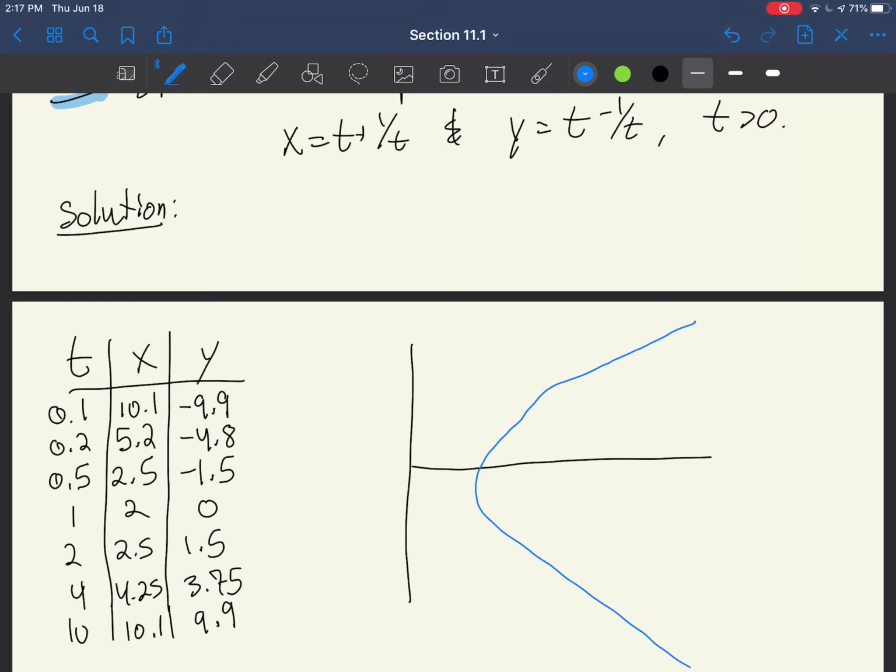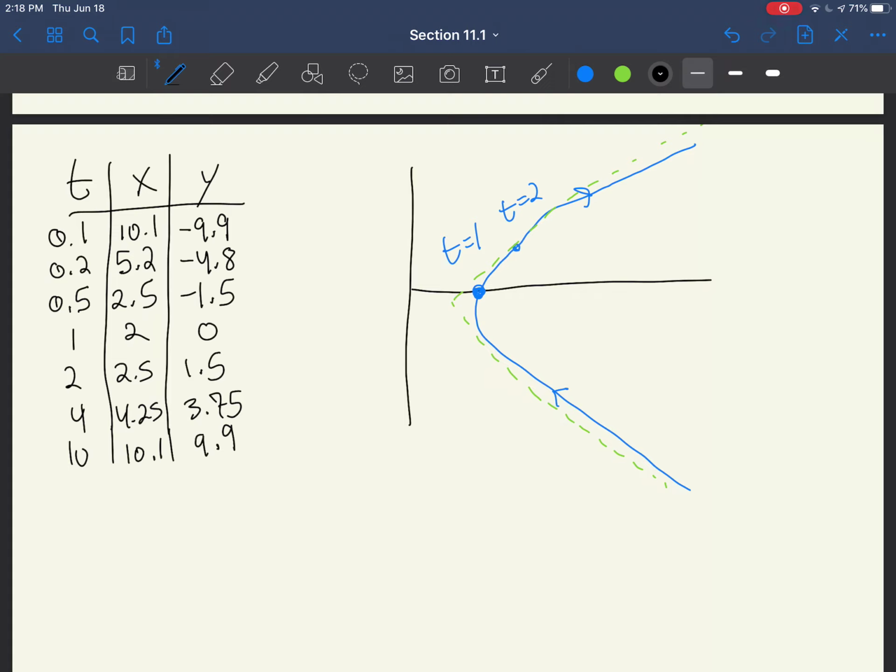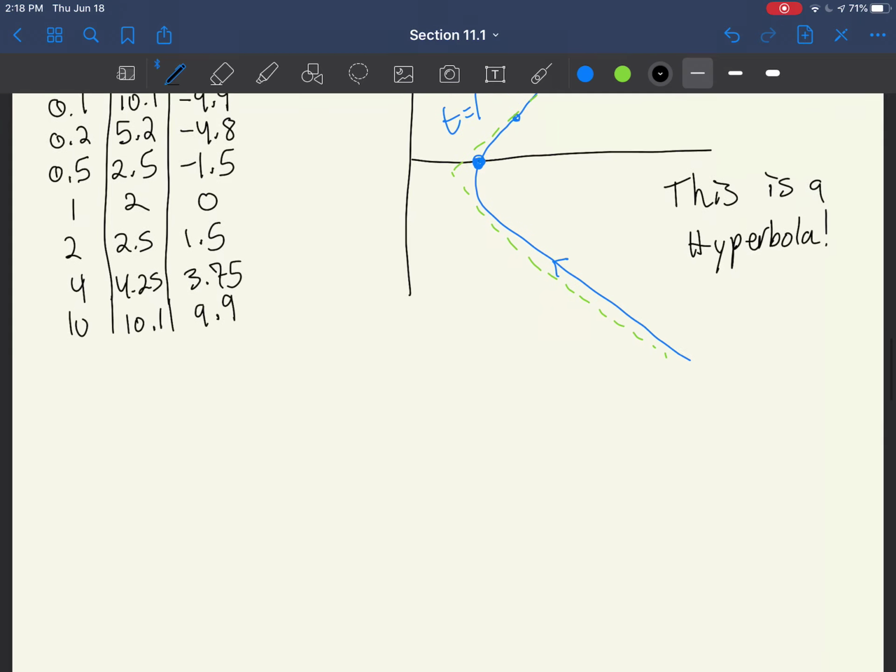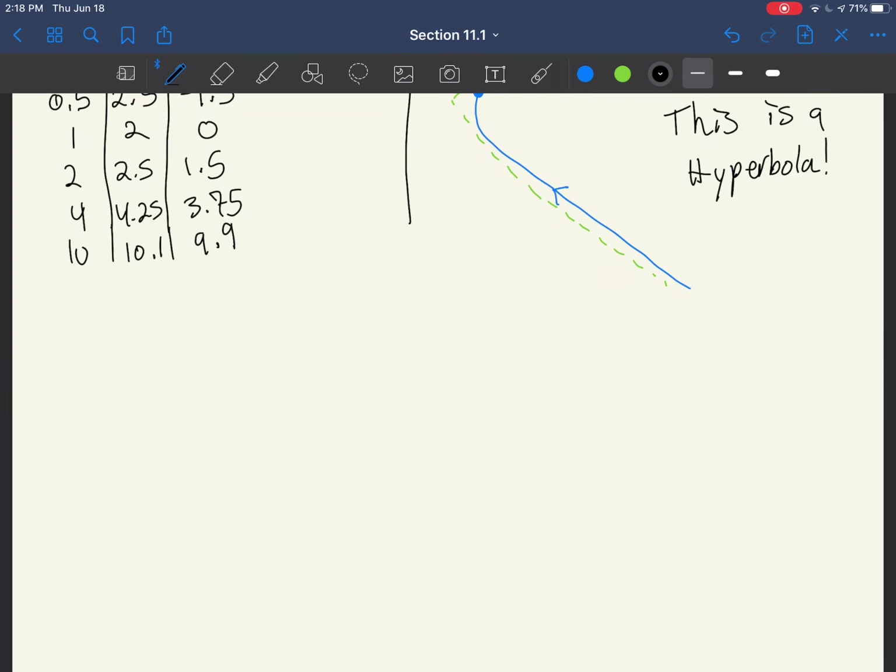Drawing this, you get a curve that looks something like this. Drawn pretty horribly. So this would be t equals 1, this would be t equals 2, and so on. So this is our direction. But note, this is not a parabola. This has a slanted asymptote, an oblique asymptote there. Flashback to geometry. This is a hyperbola.